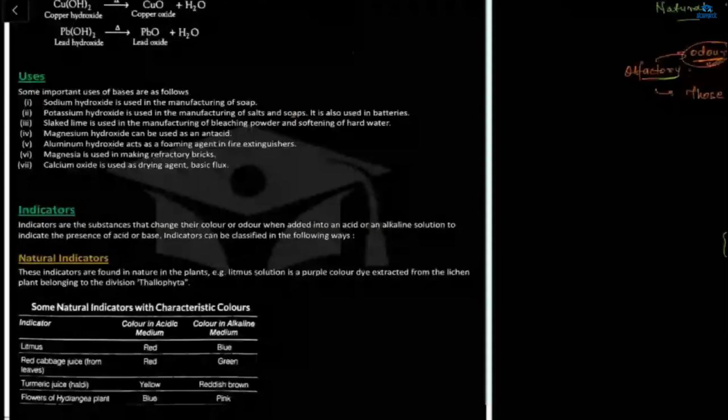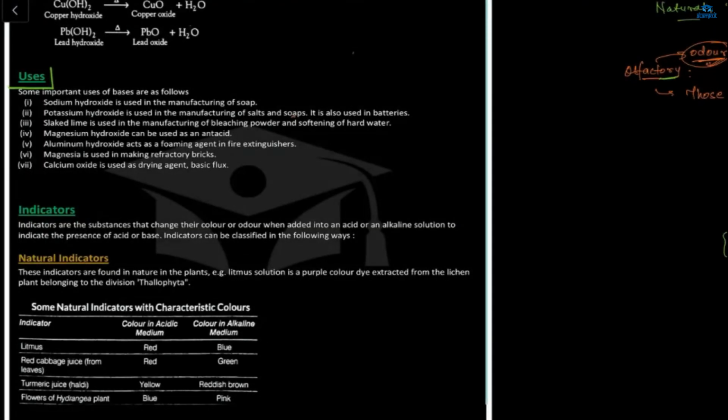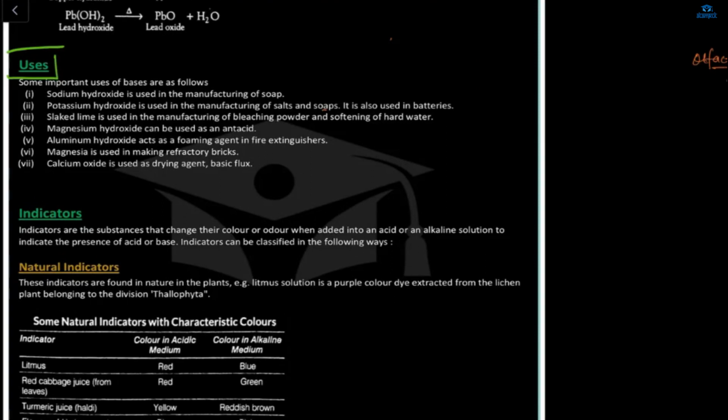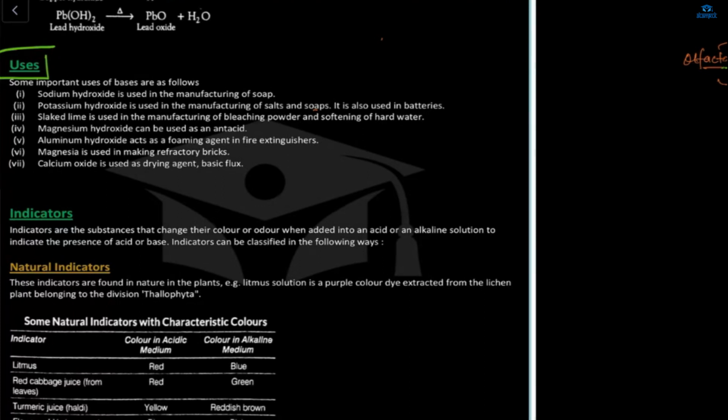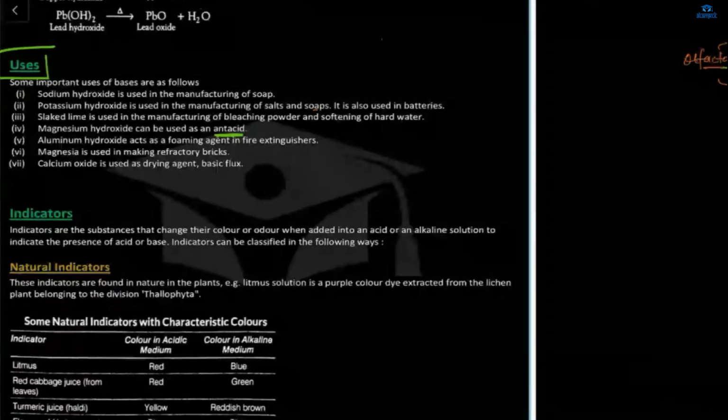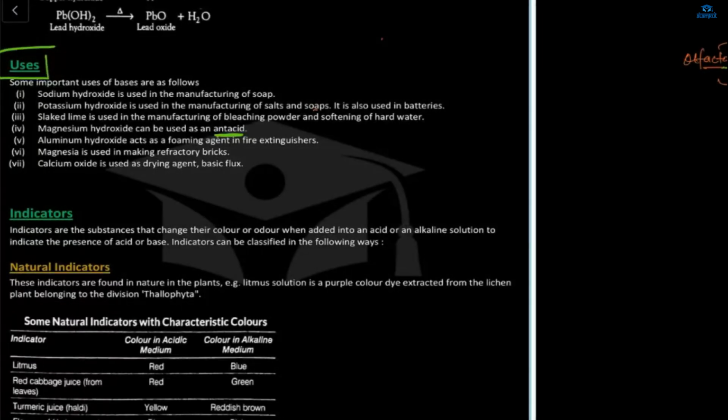Now we'll see some of the uses of bases. What are the uses of bases? Any idea? Soap, detergent. These are made up of bases. Magnesium hydroxide can be used as an antacid. What is an antacid? Ma'am, I don't know. Ria, what about your antacid? If we get acidity in our stomach, then with the help of a base, with the help of this antacid, we can easily neutralize it.